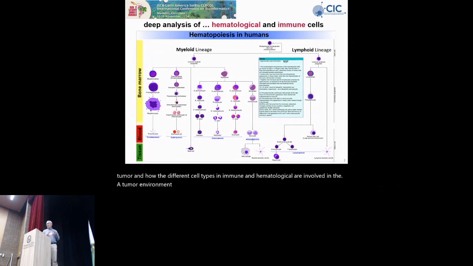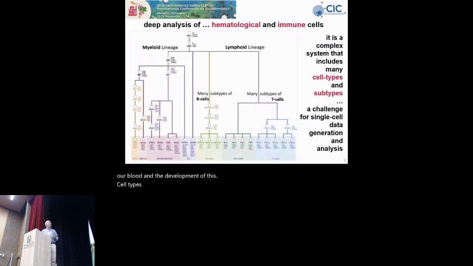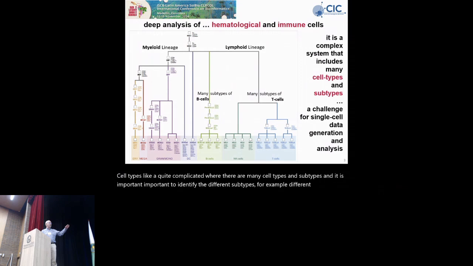But we started to do the analysis on the hematological and immune cells, that, as you know, is a complex system that we have in all our health system, our blood, and the development of these cell types is quite complicated, where there are many cell types and subtypes, and it is important to identify the different subtypes, for example, different subtypes of B cells, or T cells, or dendritic cells, and how we do that with the single cell data. No?